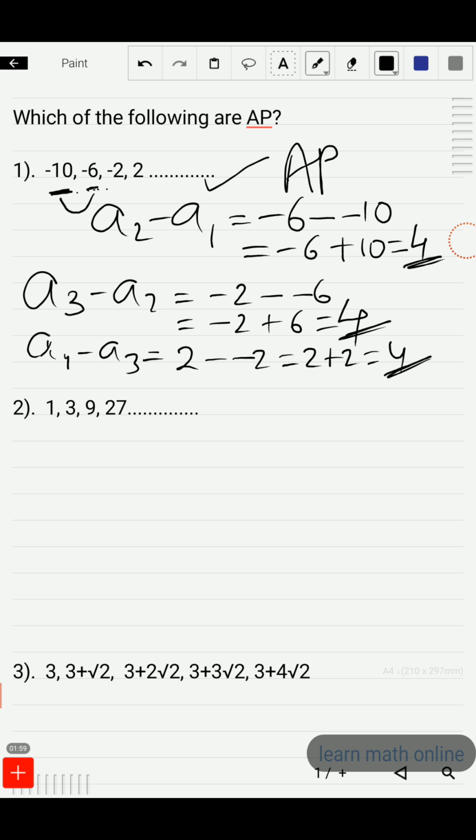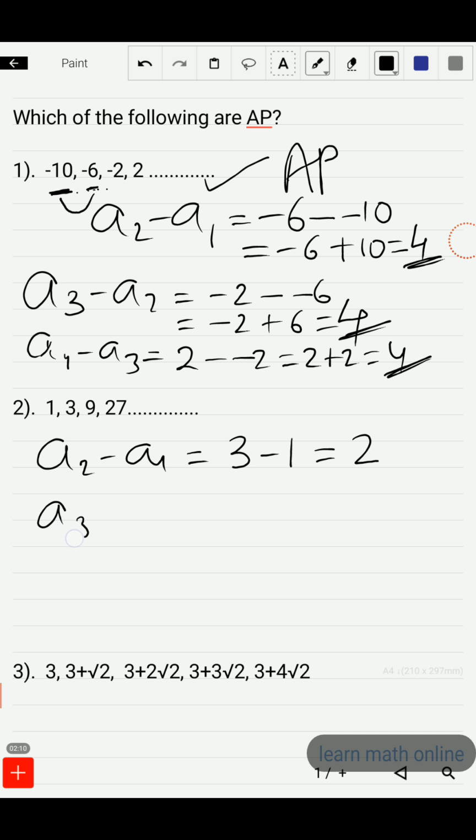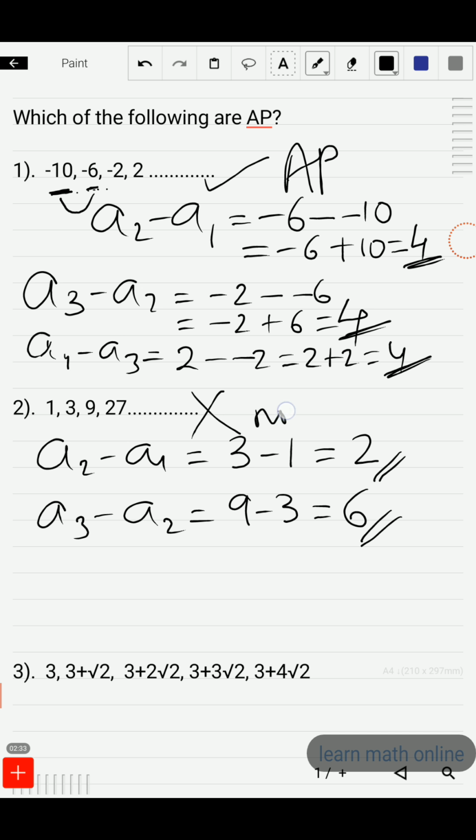Now let us go to the second problem. What is A2 minus A1 here? 3 minus 1 will give us 2. Now what is A3 minus A2? It is 9 minus 3, which is 6. So see here, are these numbers the same? Is the difference common? No, it is not common. So this will not form an AP. The numbers are not in AP.